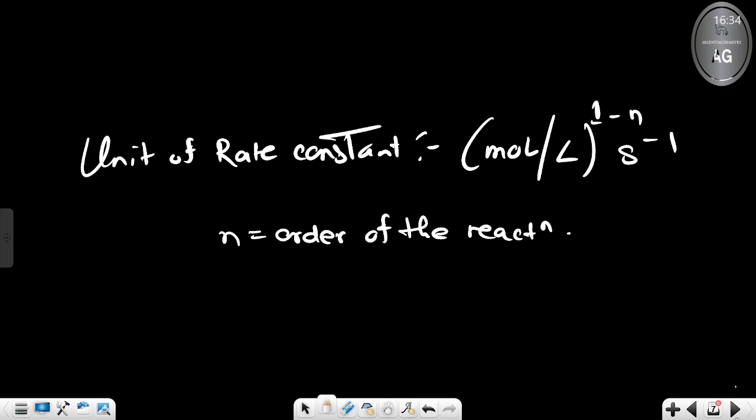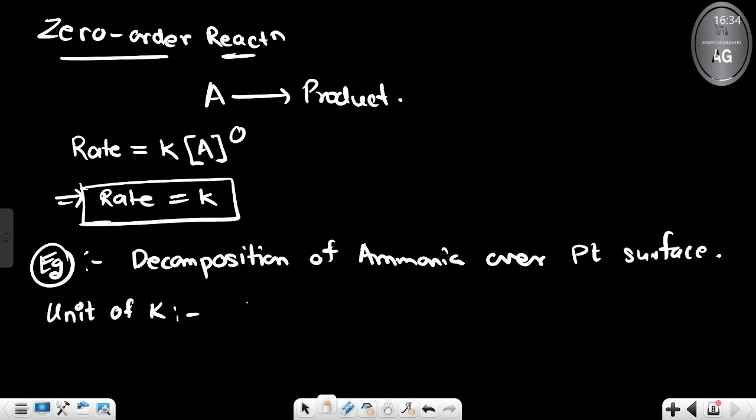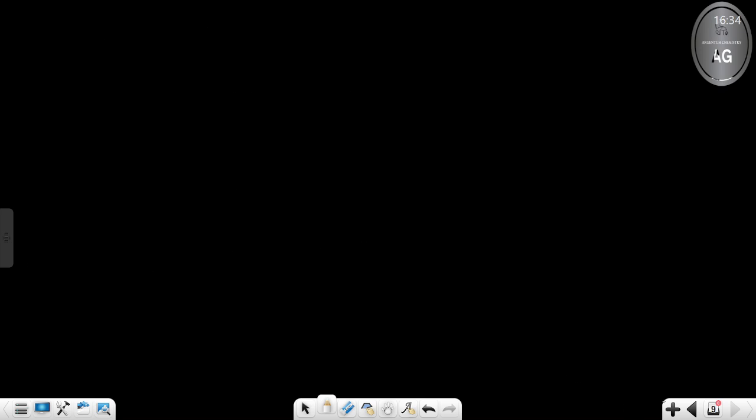Understood? So let us apply this formula over here now. Mole per liter to the power 1 minus n and second inverse. So mole per liter to the power 1 minus 0, second inverse. So my unit becomes mole liter inverse second inverse. Clear? Understood the unit of K? Now these are easy things. Next, first order reaction.